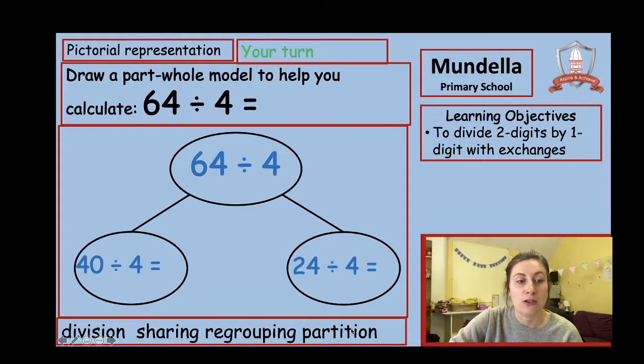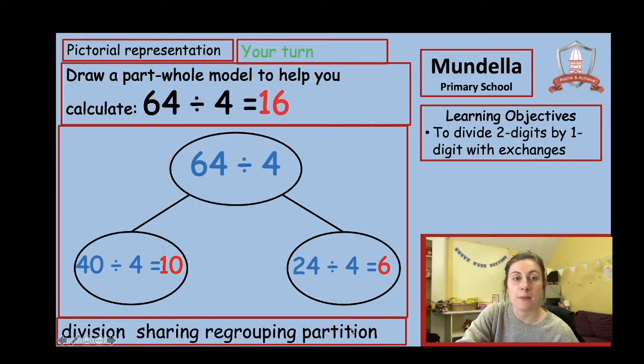Let's see how you got on. So 40 divided by 4 is 10, and you can use your 4 times table to count up to work out how many 4s go into 40. Next, 24 divided by 4, again you can count up and it is 6. There we go. So we put that number together. 64 divided by 4 is 16.